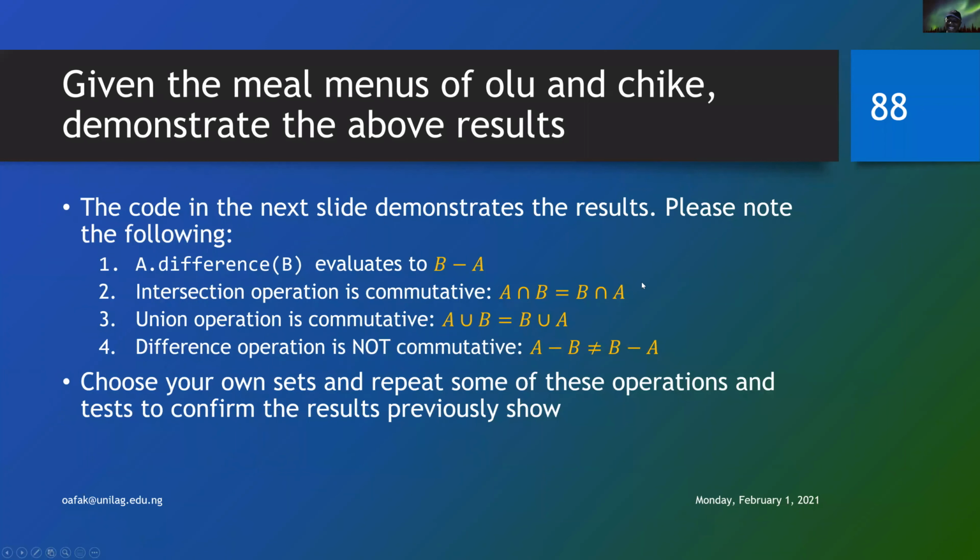Again, all these results can also be seen if you just make sketches of your Venn diagram. You will be able to see when the thing is commutative and when the thing is not commutative. Choose your own sets and repeat some of these operations and test and confirm the results previously shown.